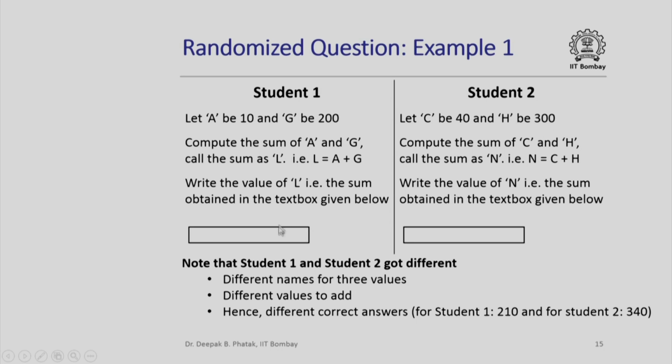Obviously, the correct answer will be different in these two cases. However, our specification of a randomized quiz will permit us to specify what would be the correct answer in each case. Hence, for student 1, if he or she types 210, that will be correct. For the second student, 340 will be the correct value. How do we achieve this? This is actually achieved by a little bit of programming which can be written in some programming script very easily. Of course, that is an expert matter.